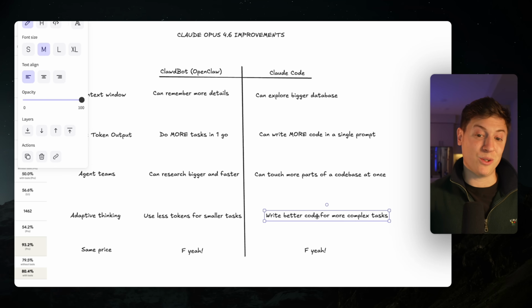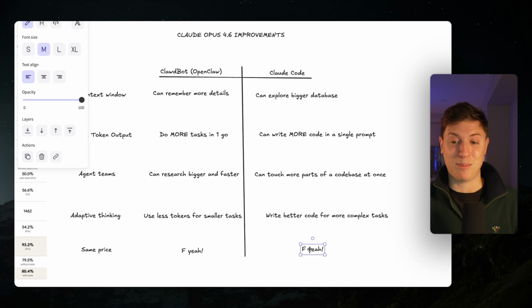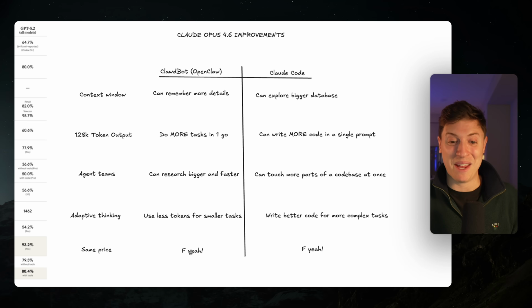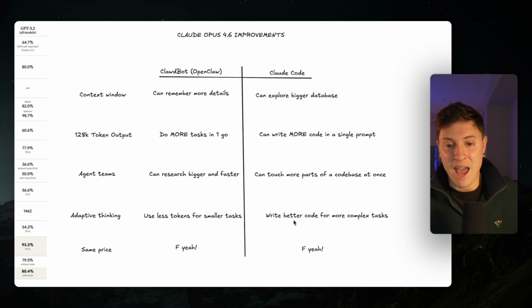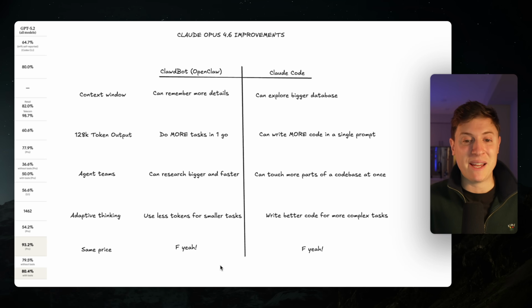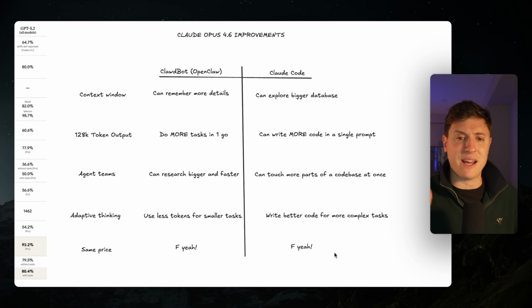I remember back in the old days, Opus was by far the slowest model of them all, but Anthropic has pulled off a miracle of having a model that's significantly smarter and faster, which is incredible. And on top of all this, with all these amazing benefits, it's the same price. So for ClawdBot, that's a big F yeah, and for Claude Code, that means an F yeah. So we walked through the benefits that Opus 4.6 brings to both ClawdBot and Claude Code. Now let me show you how to take advantage of all these benefits.